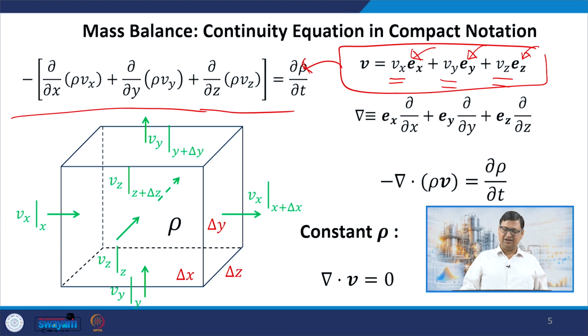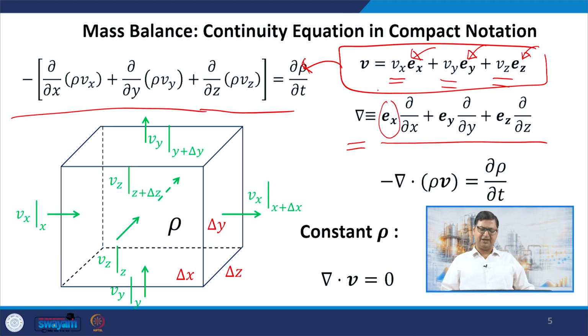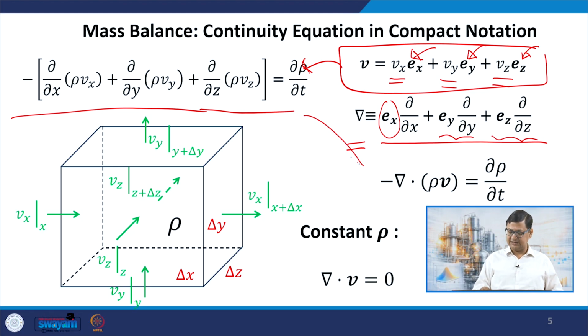In order to do that, we also will define one operator, that is this del operator, and this del operator is essentially defined as this: the Ex unit vector in x direction dou by dou x plus unit vector in y direction dou by dou y, unit vector in z direction dou by dou z, right? And then I can simplify this as minus del dot rho v is equal to dou rho by dou t, right? It's not very difficult to see how it comes. Let me quickly show it here.